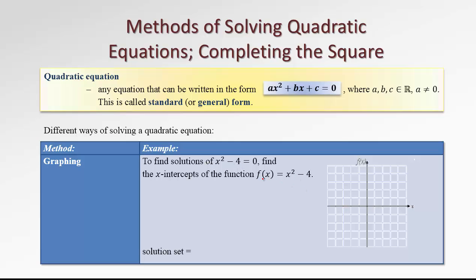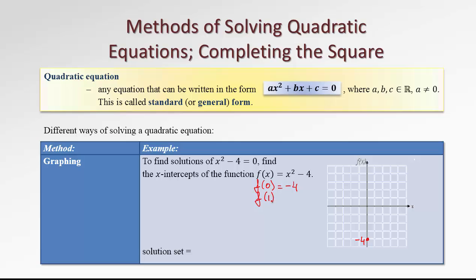Let's graph it. We can check a few points. For example, what's f of 0? Well, that's 0 minus 4, so it's negative 4. Therefore, we plot the point (0, -4). (0, -4) is exactly here. Okay, this point belongs to the graph of our function f. Well, let's check a couple more points.